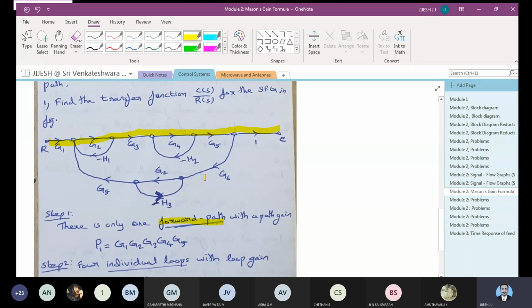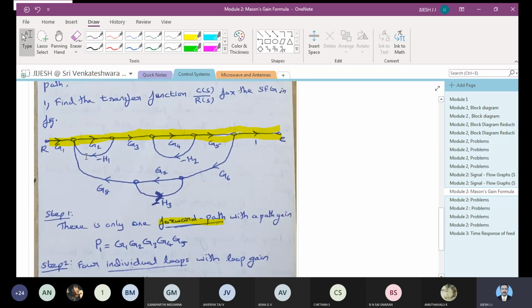So when I take this problem, I can see that there is only one forward path existing, because no other forward path is possible. If you start from here and try to go this way, it's not possible, because the arrow points towards this side. This way also it's not possible, because the arrow points towards this side. For a forward path, the node which we pass once should not come again. That is one very important thing about forward paths which we should understand.